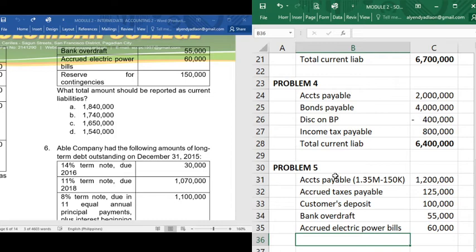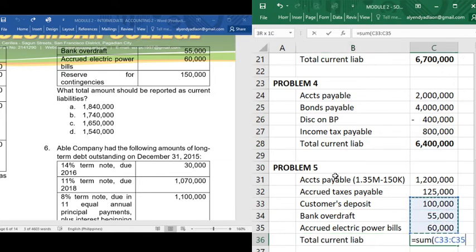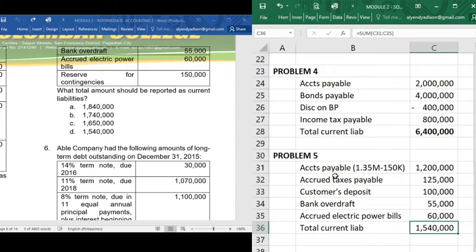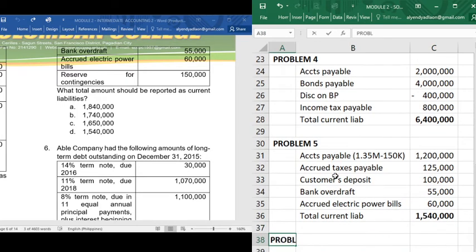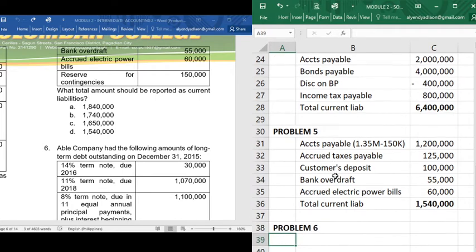Okay, contingencies are not present obligations. There could be or they could be future obligations. They are not present obligations. Okay, so these are all our current liabilities. So let us compute how much is our total current liabilities. So we have here 1,540,000. Okay, 1,540,000. Alright, that is problem 5.